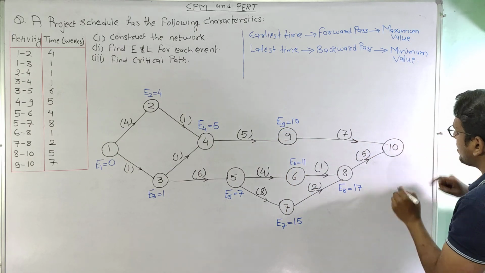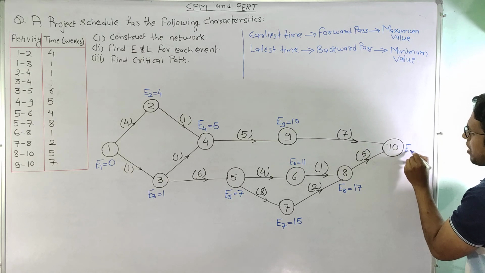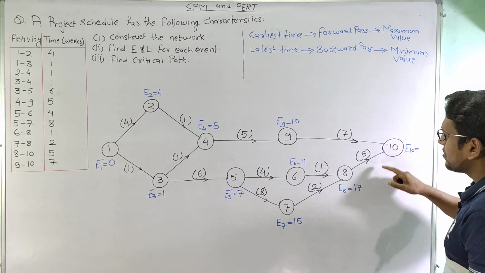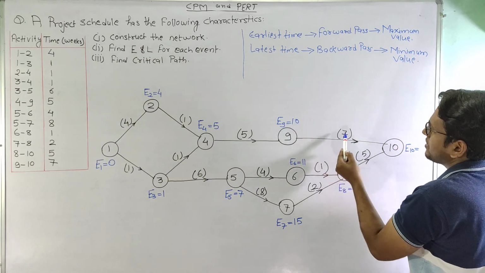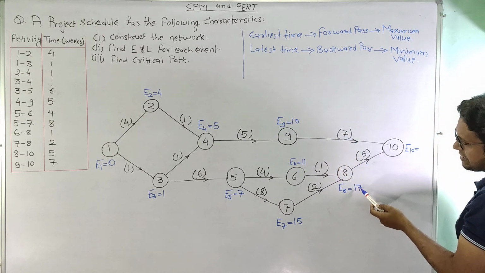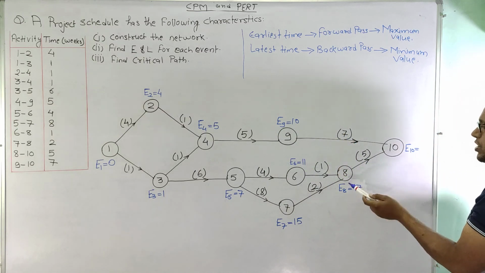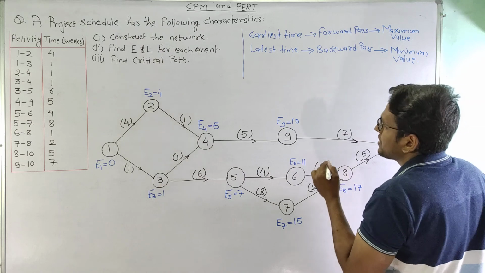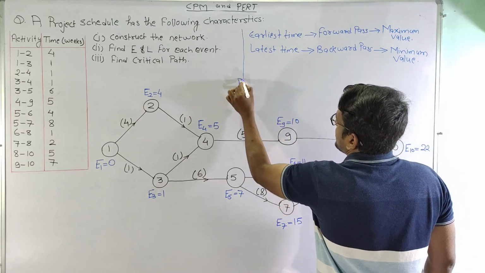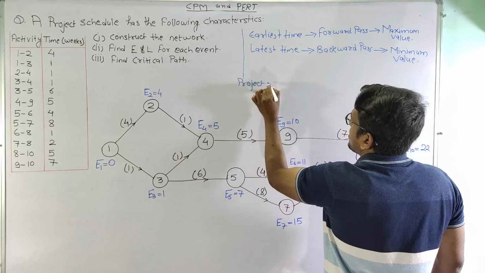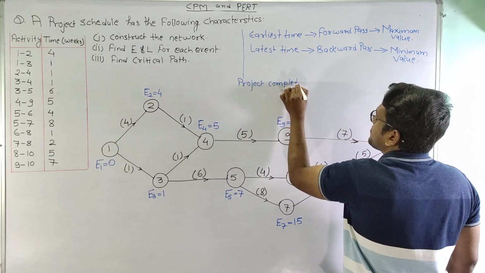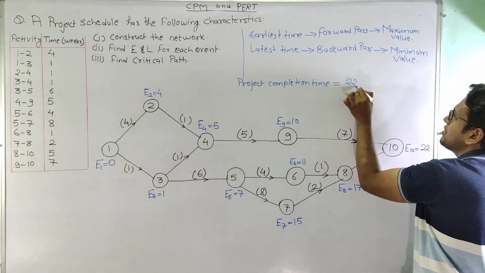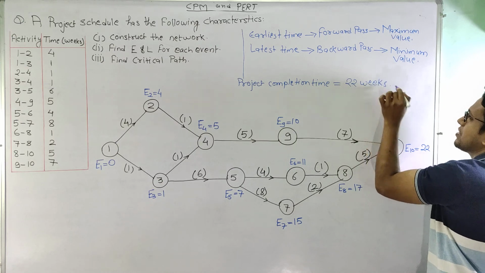Now moving on to the final node, E10, we can see that two arrows are coming, so let us see what the values are. This is 10 plus 7, 17, and here it is 17 plus 5, 22, so again we will take the maximum value here, so this will be 22. So from this we can find out that the project completion time is equal to 22 weeks.